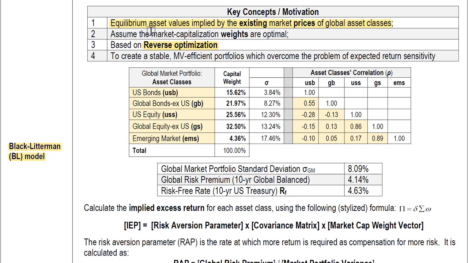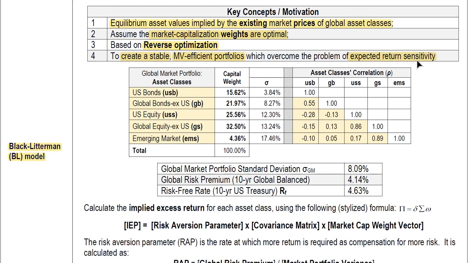Now of course, for the equilibrium global asset classes, we assume that the weights on those classes are optimal. So we assume the market capitalization weights on those global asset classes are optimal. So we use that as a base and go backward, the reverse way, to get the optimization for the asset classes. The purpose is to create a stable mean variance efficient portfolio, which covers the problem of the expected return sensitivity.